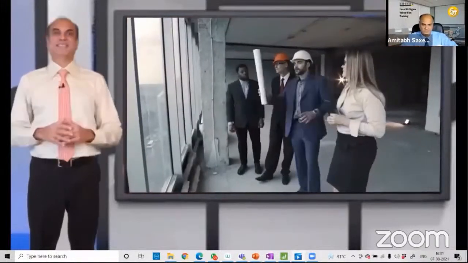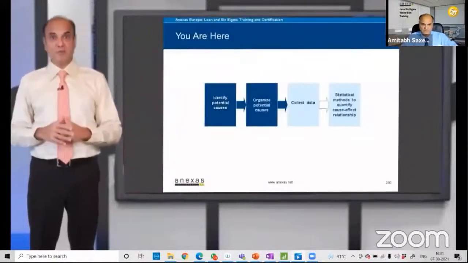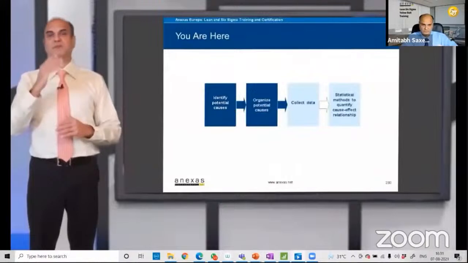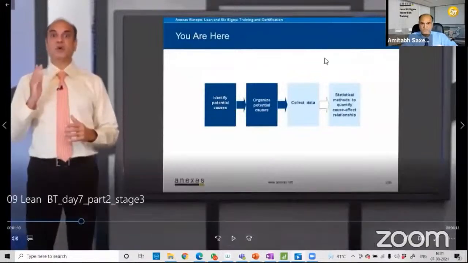There is so much of waste in the system. These non-value added activities are also known as wastes. We'll talk about the 7 wastes, but let us begin with first the process mapping.